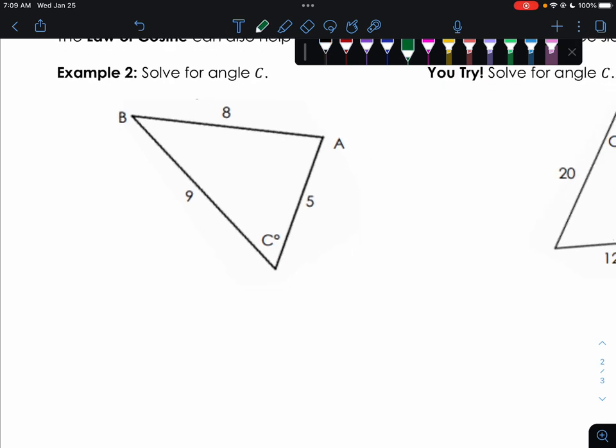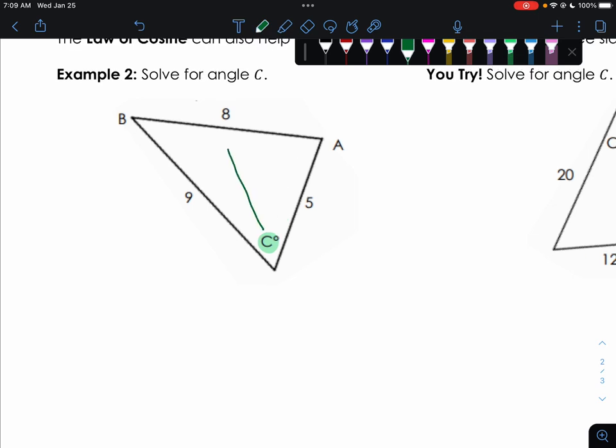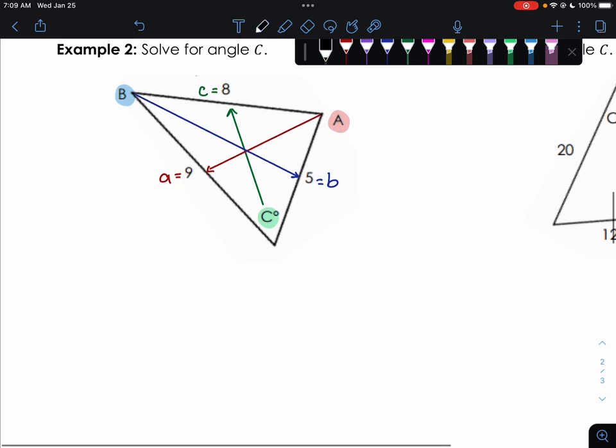Before I write down the formula, I want to make sure that I label all my sides properly. Here is angle C right here. Opposite of angle C is side C, so that would be 8. Here's angle A right here. Opposite of angle A is side A, which is 9. And here's angle B right here. Opposite of angle B is side B, so I'm going to label that. Okay, now that we've done that, we're going to focus on solving for one angle at a time, starting with angle C.